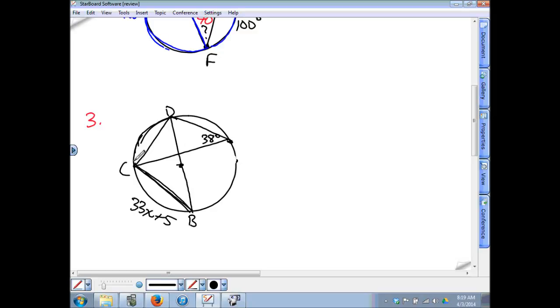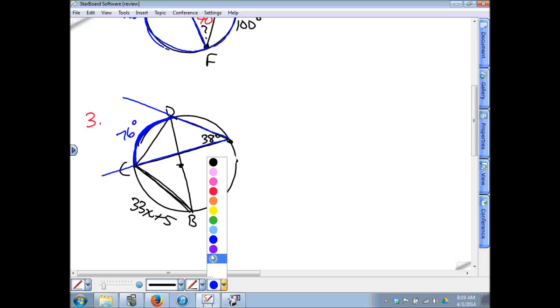On the arc, which arc? CE. We can find the arc from C to D because that's the intercepted arc of that angle right here. If the angle's 38, what's the arc? The measure of the arc is 76.